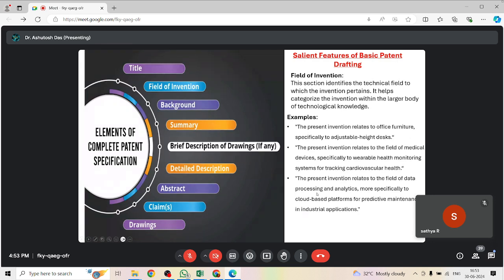The present invention relates to the field of data processing and analytics, more specifically to a cloud-based platform for predictive maintenance of industrial applications. Is it clear now? You can see the field means a broader field or smaller fields.